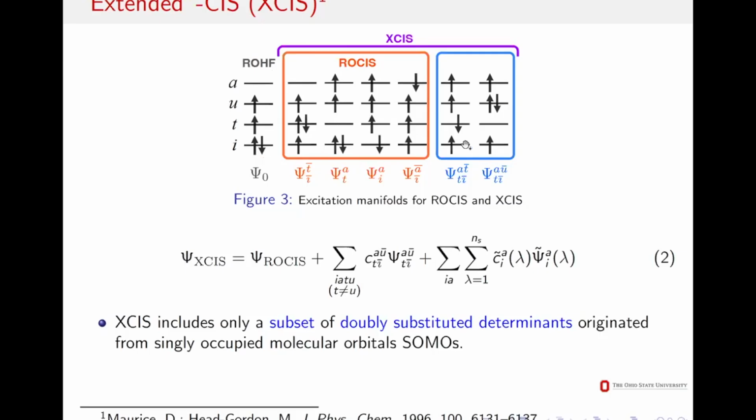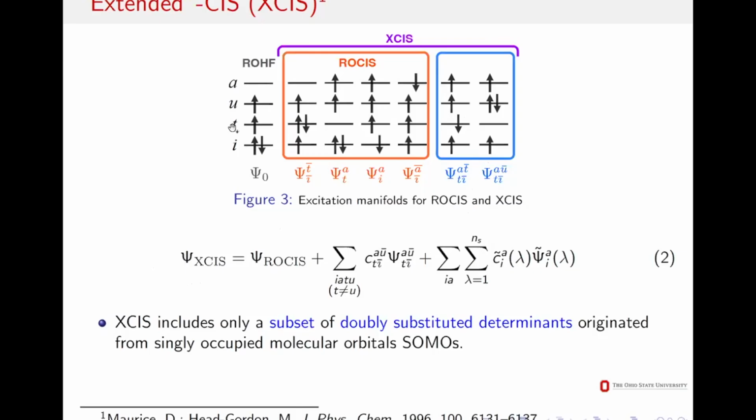Now, XCIS is basically single excitations. On top of that, simultaneously, I am removing another electron from the singly occupied orbitals. If you look carefully in these wave functions, first of all, the I bar, that means this beta electron goes to T bar, that's the singly occupied orbital. And the singly occupied orbital T, that T electron goes to the virtual orbital A. So these kinds of double excitations are there in XCIS. The XCIS wave function is basically the ROCIS wave function plus a subset of doubles that originate only from these singly occupied orbitals.